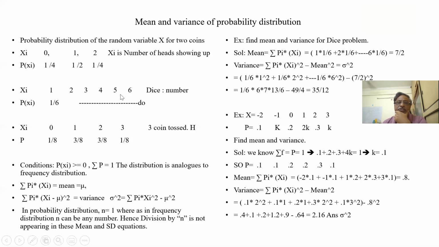What is the average of these numbers? Average is 3.5. Same, it is the simple mean. Average is 3.5, which is coming in this also. What is the variance here? Sigma pi xi square minus mean square. Pi is 1 by 6 into 1 square plus 1 by 6 into 2 square, and so on up to 1 by 6 into 6 square, minus 7 by 2 whole square.